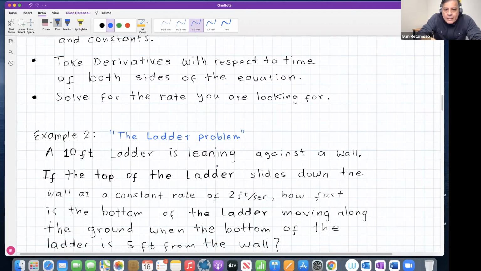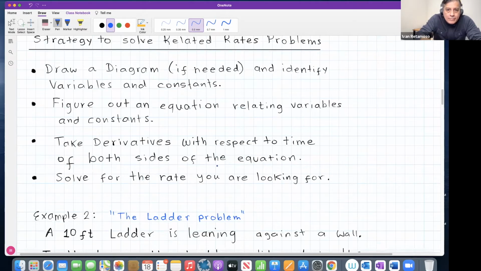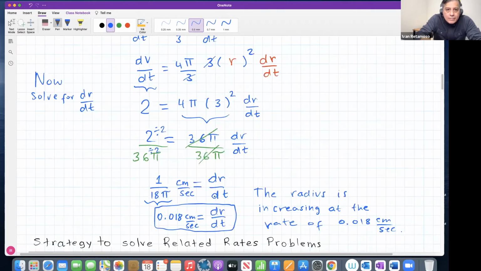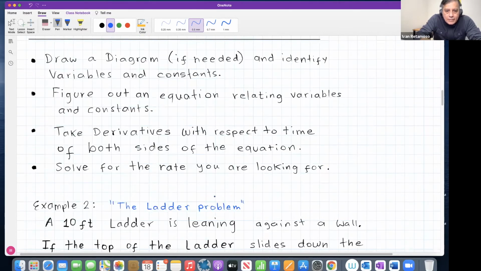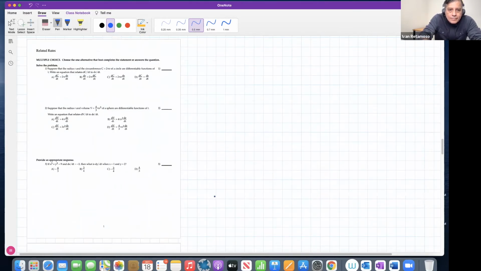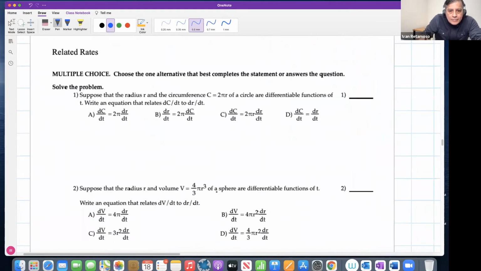Here is another example, the ladder problem. But before we go over this example, let's see if we can practice a little bit, okay? Based on this first example I gave you. Let's go here and let's try to follow the guidelines. Let's start with this, number 1.